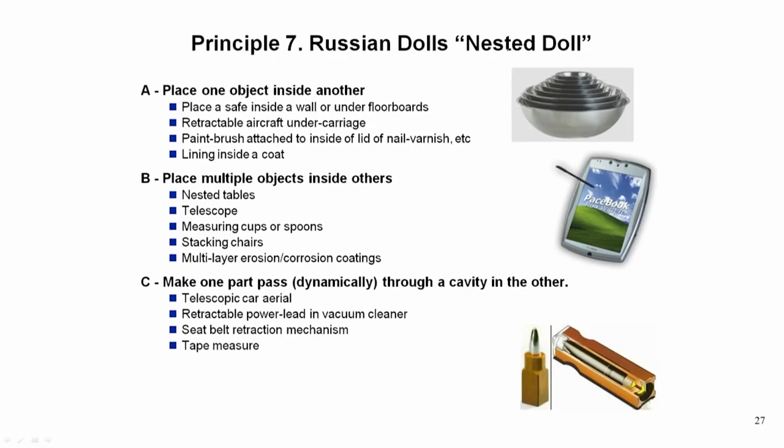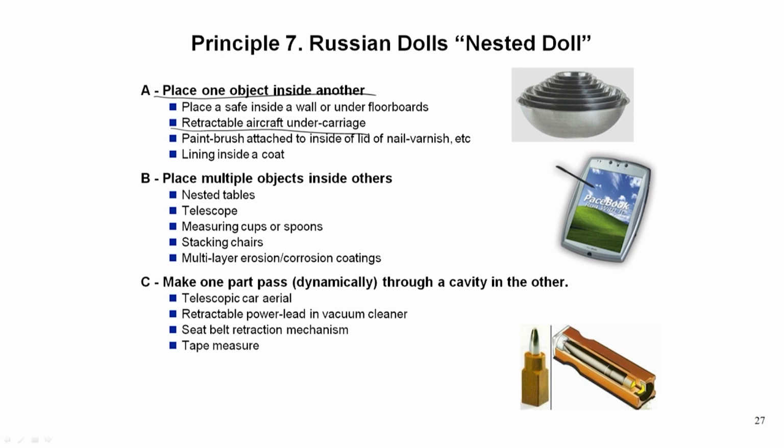Principle 7, if I go, is very important whenever you have a restriction of space. It is also known as the Russian doll principle or nested doll. A Russian doll is basically a doll inside a doll. So, place one object inside the other. Plenty of examples you will find in real life, including a retractable aircraft undercarriage. Place multiple objects inside others, like nested tables, telescopes, measuring cups, stacking chairs, many such examples.